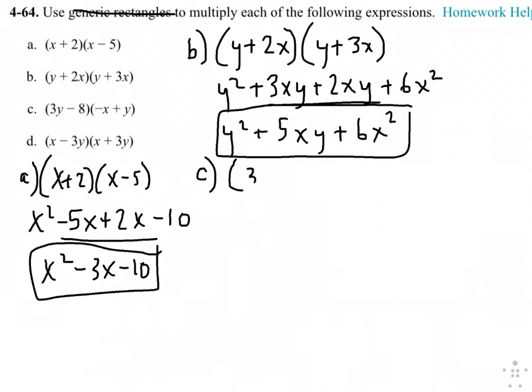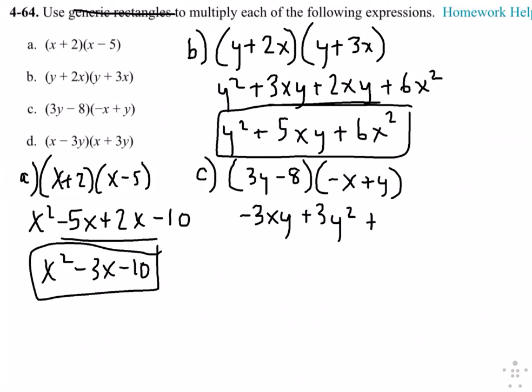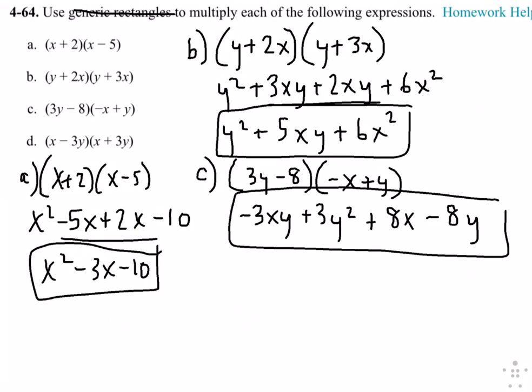We have 3y minus 8 times negative x plus y. So 3y times negative x is negative 3xy. 3y times y is 3y squared. Now the negative 8. Negative 8 times negative x is plus, right? Negative times negative is plus 8x. And negative 8 times y is negative 8y. Like terms, we have none, so we can leave it just like that for that one.